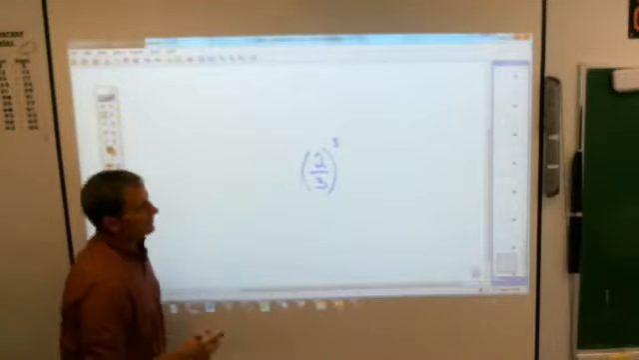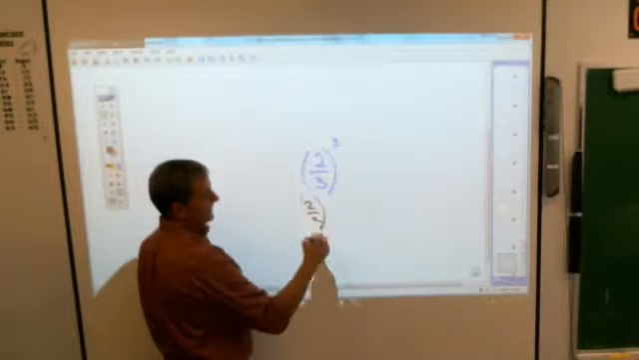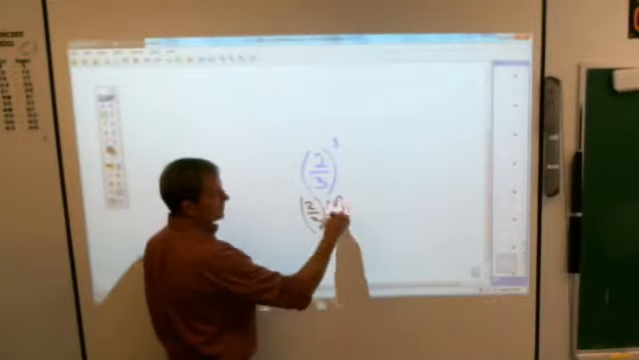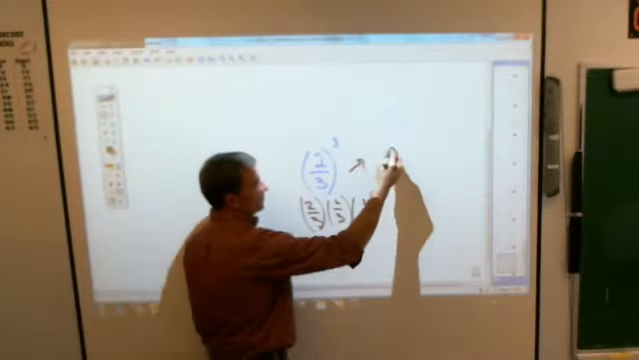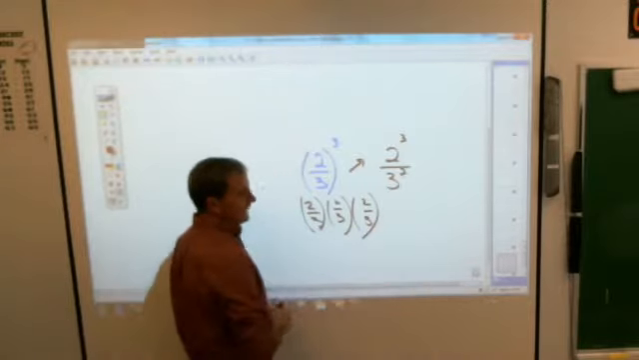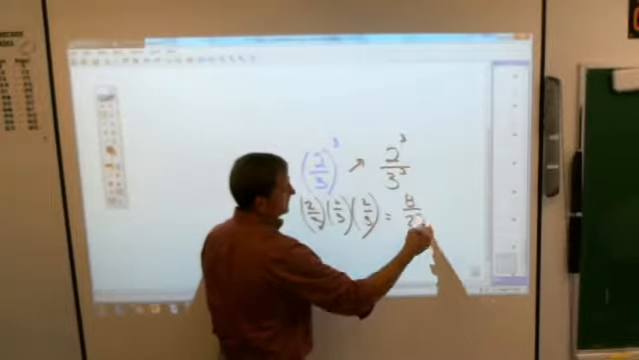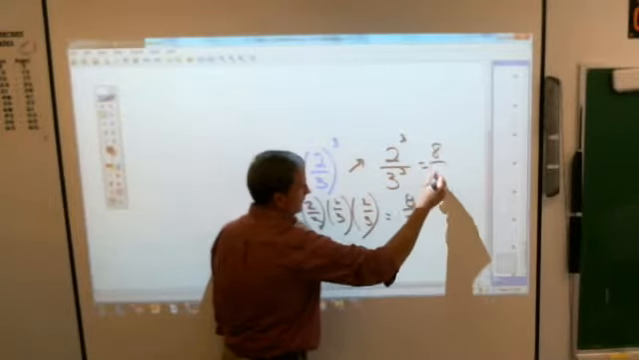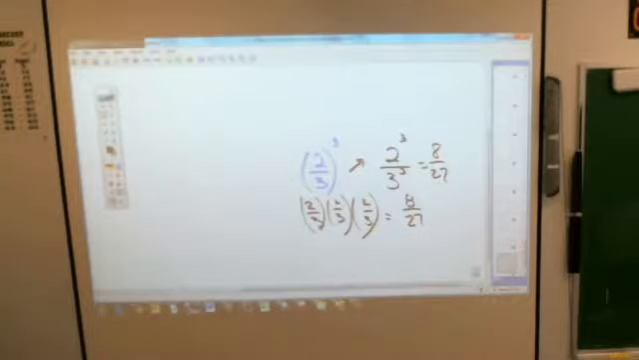And 27. Right, you could think of this a couple different ways. You could think of it as 2/3 times 2/3 times 2/3, or it is also 2 to the third power over 3 to the third power. Either way, when the smoke clears and you do the multiplication, you get 8/27. Either way, we talked about the property of exponents.